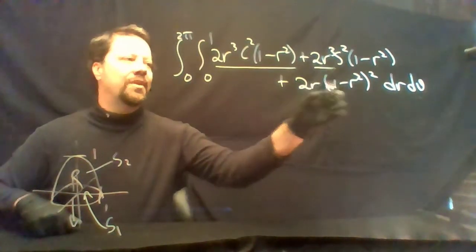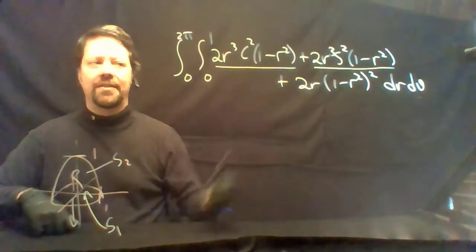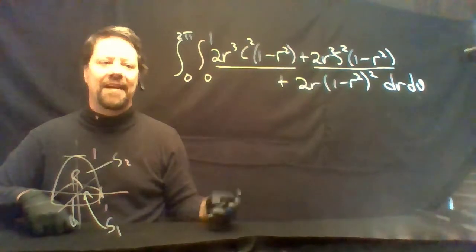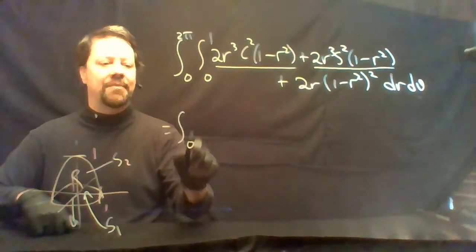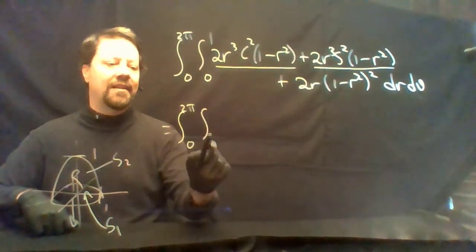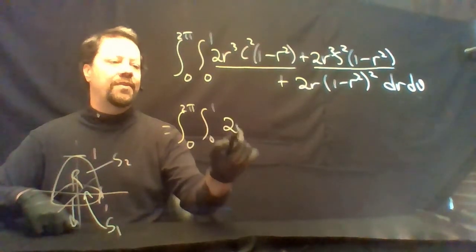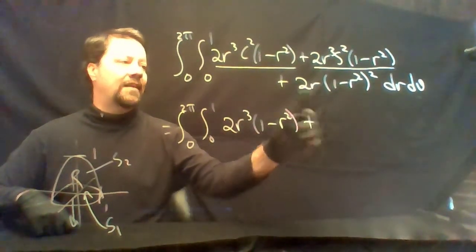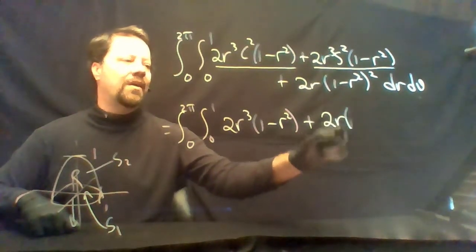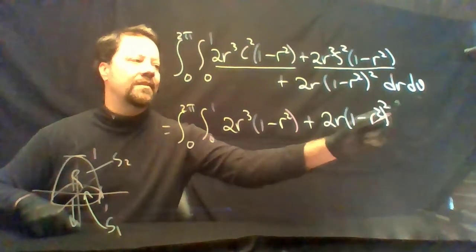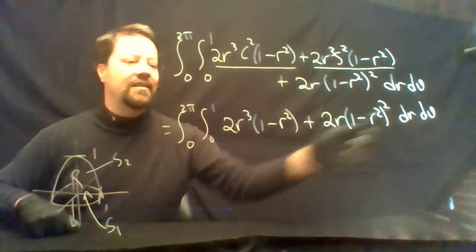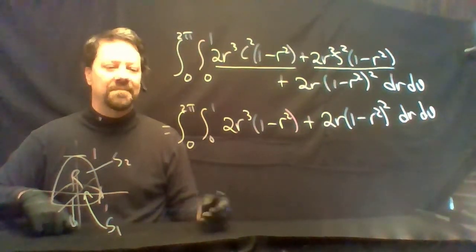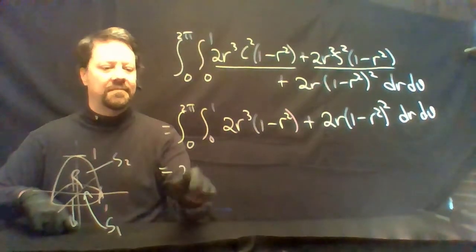The first two terms have common factors except for the cosine squared and the sine squared. If you factor that out, you just end up with the integral from 0 to 2 pi, integral from 0 to 1, of 2r cubed times 1 minus r squared. And then we have the last term, 2r times 1 minus r squared, squared dr d theta. We get 2 pi for free.